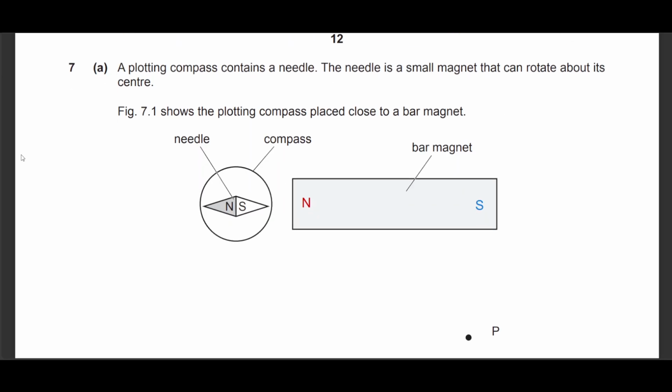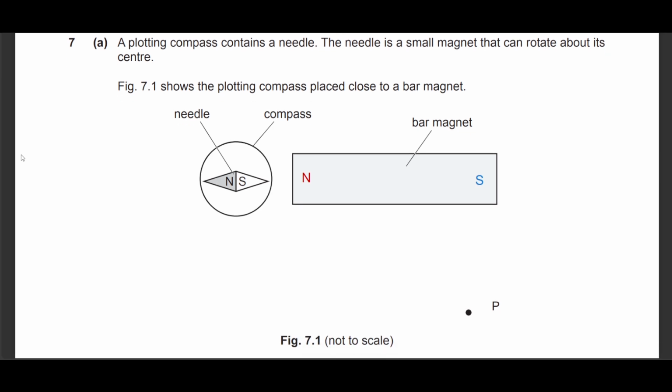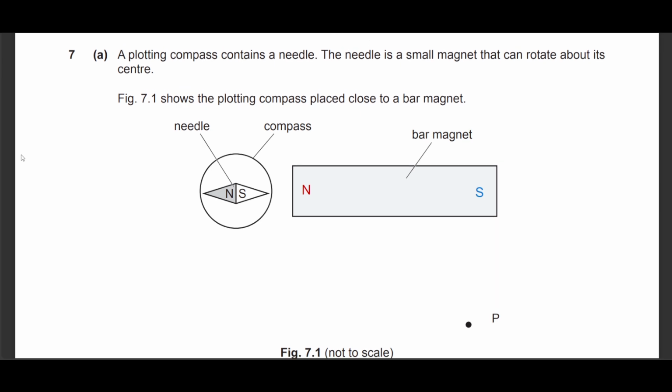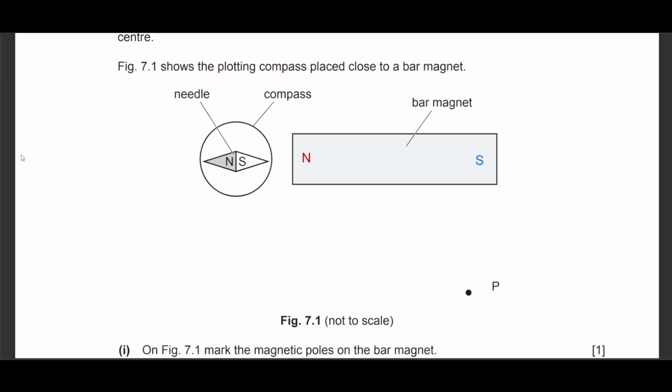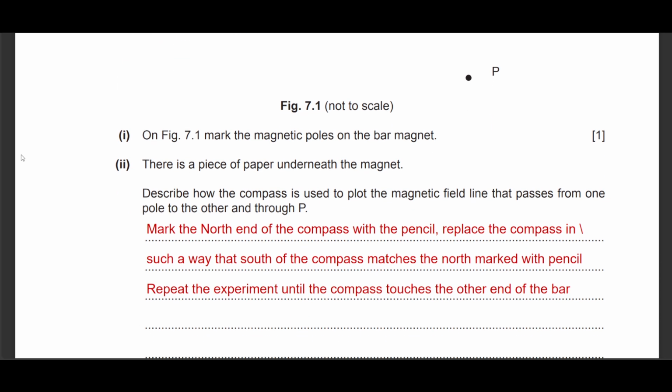Question number 7 suggests the plotting compass, again a common question. It says mark the poles on the magnet. So the south pole should be attracting the north pole, and the other, if this is what you figured out, then of course the opposite pole should be the south pole. I've deliberately used different colors for them, but there is no compulsion because you will be doing this with a ballpoint pen or a pencil. So we've done the first question.